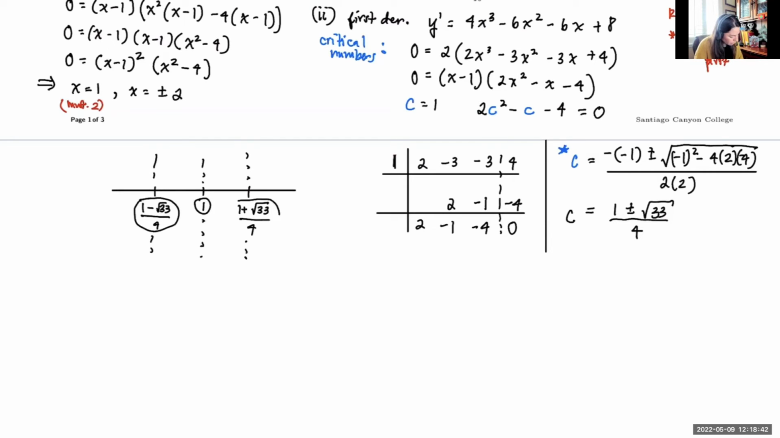Circle them. So we know these are our critical numbers. And then we'll put y prime up here, the sign of y prime, and then the function itself. What does that mean? I do know that this one is negative and this is 1. So I'm going to put 0 here because I think that's a good one. And then this is a little less than 1, so negative 2. And then in between 1 and 1 plus square root of 33 over 4, I'll put 1.5.